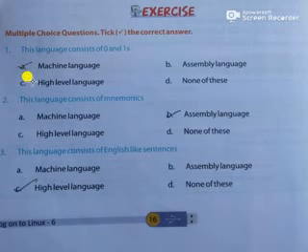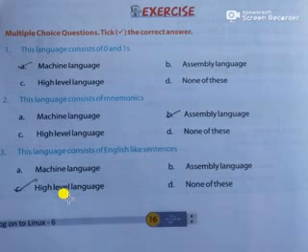Now let's move to the next one. This language consists of mnemonics. So which language is using mnemonics? Mnemonics came after machine language, meaning when the assembly language was in use. So assembly language is using mnemonics. So your answer is option B, assembly language.